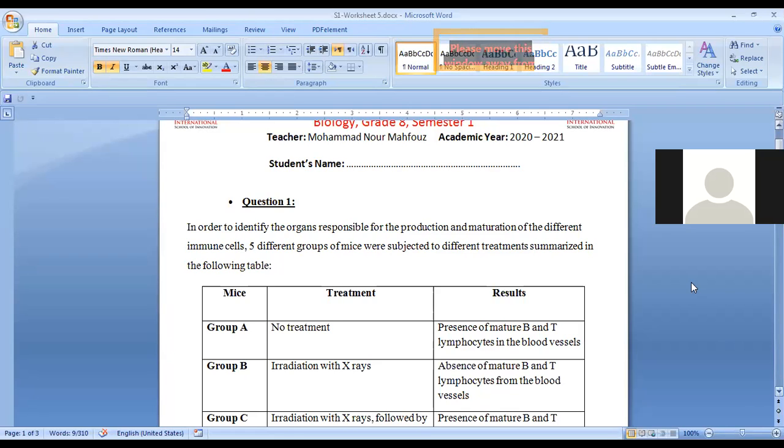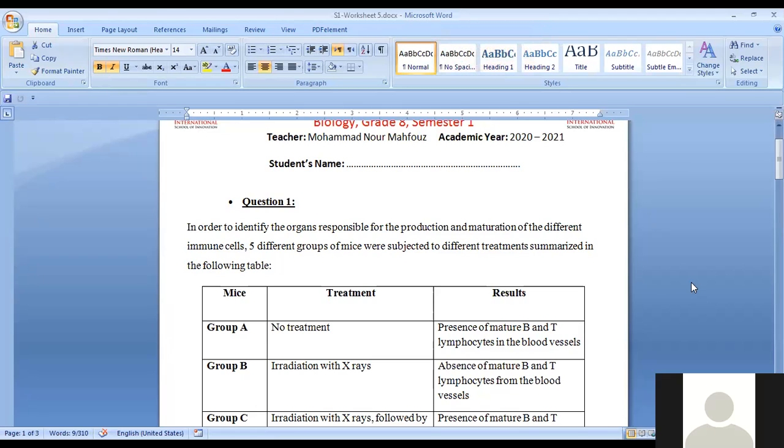Let's have Abbas. Thank you, Celine. Abbas, what do you think? What is the role of the bone marrow? It matures T lymphocytes and B lymphocytes, I think. It matures B and T lymphocytes. This is your answer.